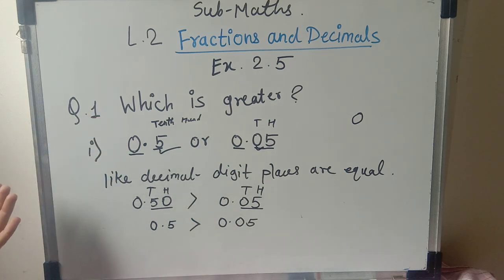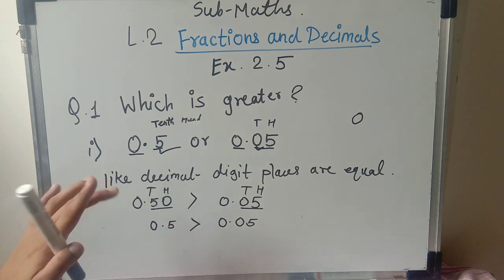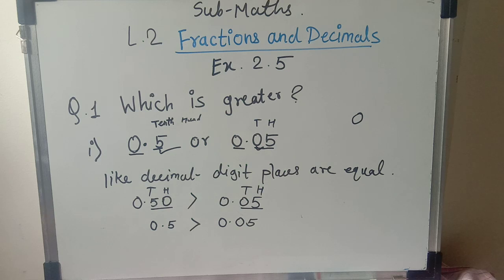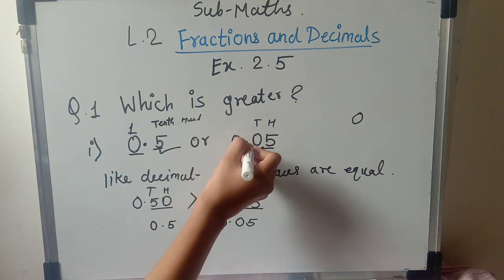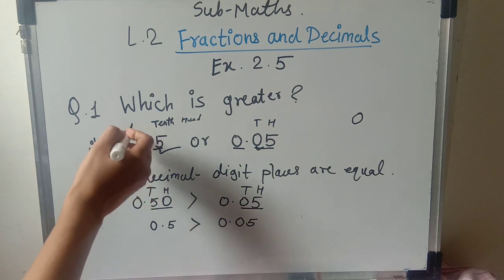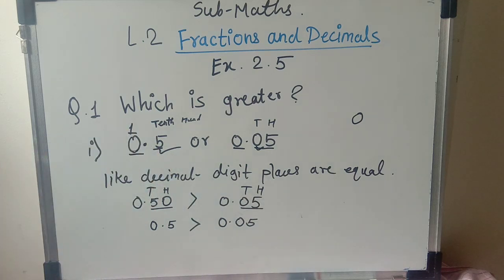I hope you have understood. If you find it difficult to make a decimal into a like decimal, then you just need to compare the numbers. If the number before the decimal is bigger, okay, suppose here if I took 1 and here it was 0.05, then this number would be greater, because before the decimal 1 is there, which is greater than 0. Okay, so let's take another example now.